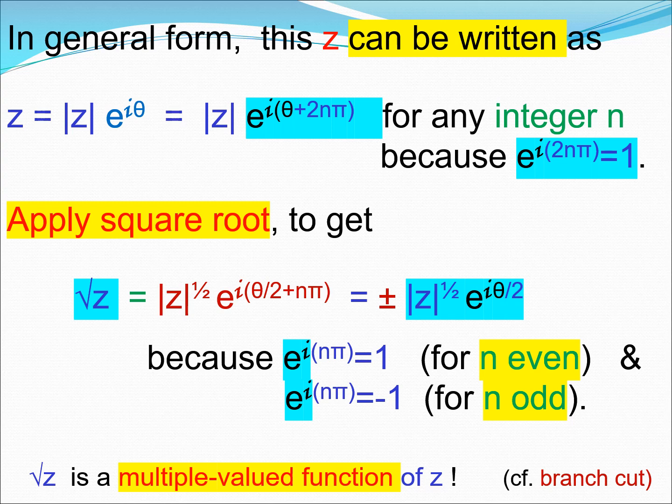On applying square root, we get two values of square root z, plus and minus mod z square root exponential iota theta by 2, because exponential iota n pi will be 1 for n even and minus 1 for n odd. So for one value of z, we are getting two values of square root z. So square root z is called a multiple valued function.